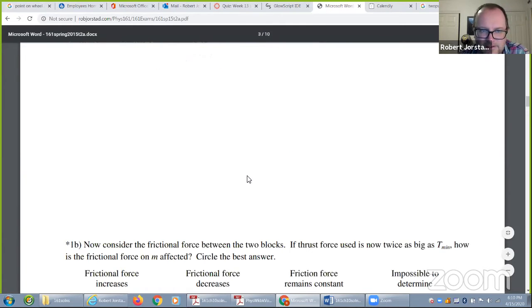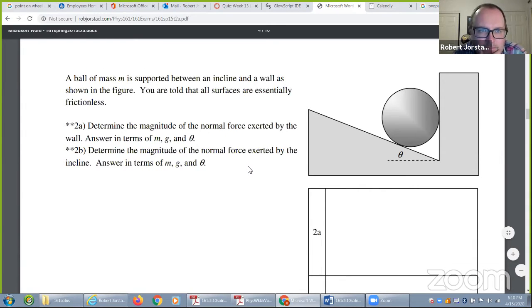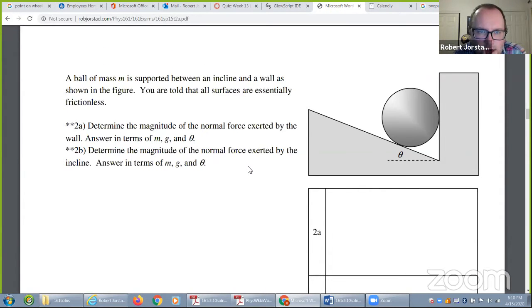Okay, that's a concept question, whatever. Let's look at this one. A ball, mass M, supported by an incline and a wall, frictionless, sweet, normal forces. I hope you see what to do right away. I'll pause.